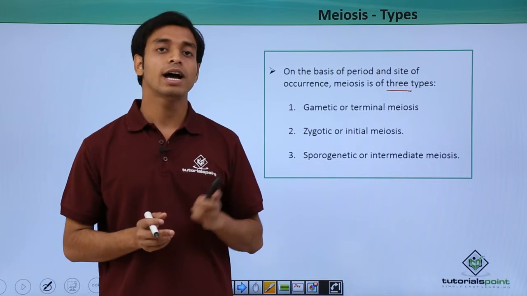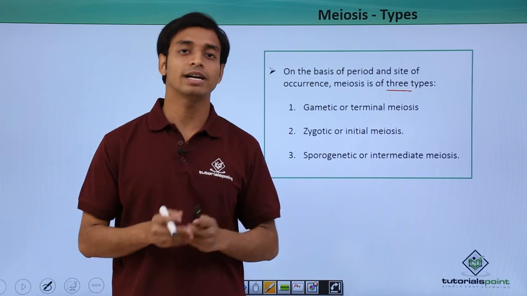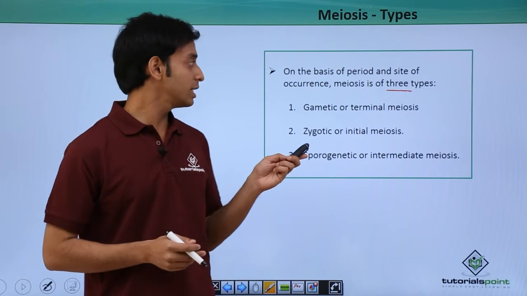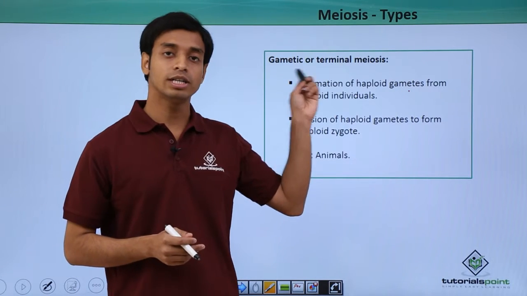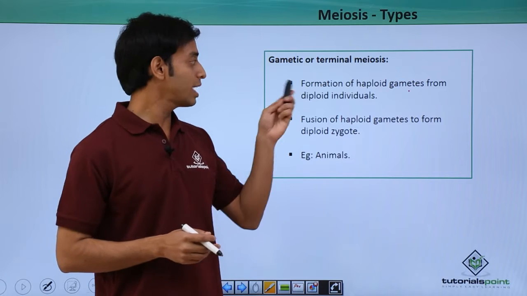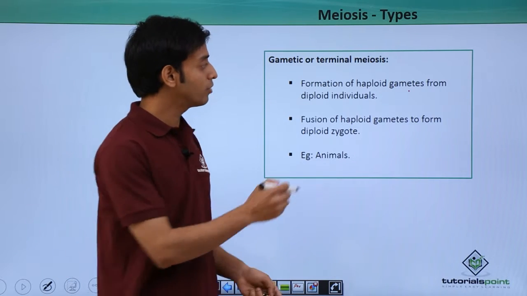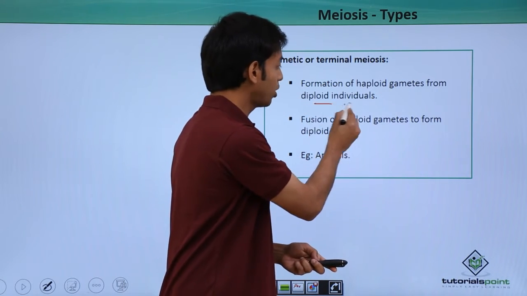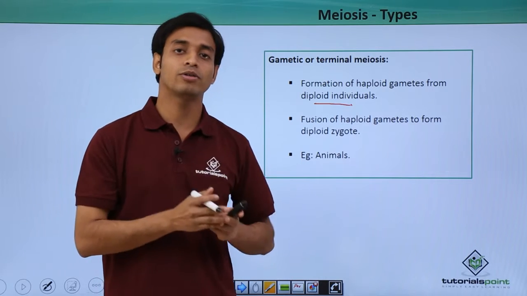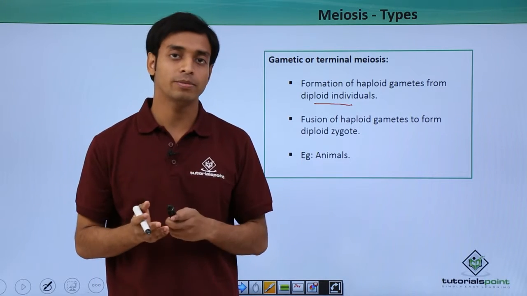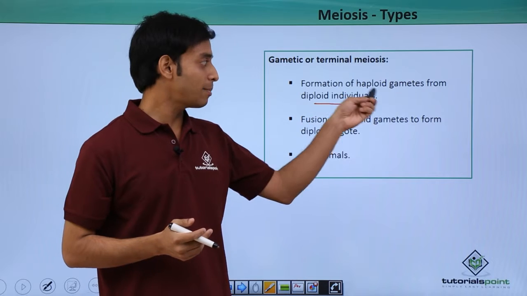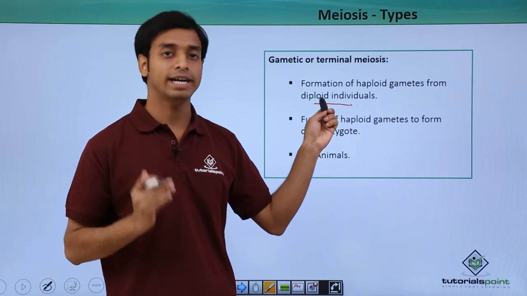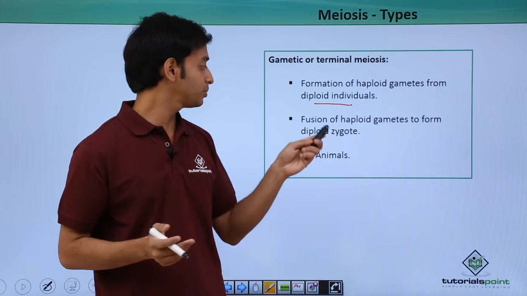Now we are going to see how these meiosis types are different from each other. So first let us start with the gametic or the terminal type of meiosis. What happens here? Here, the formation of haploid gametes from the diploid individuals. This is the normal type of meiosis which we have been talking about so far. So here the haploid gametes are formed from diploid individuals or diploid parent cells.